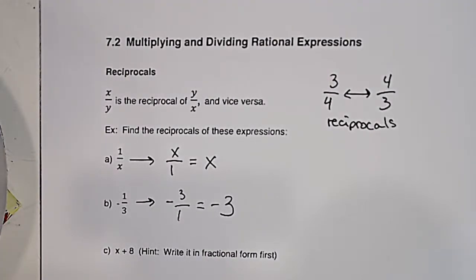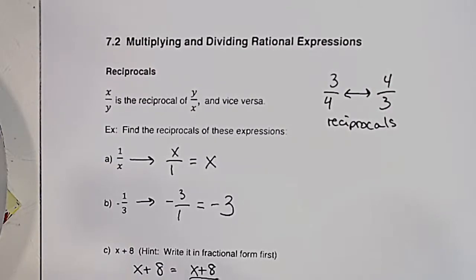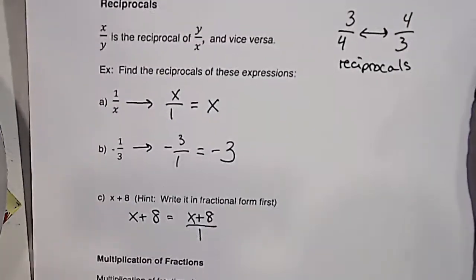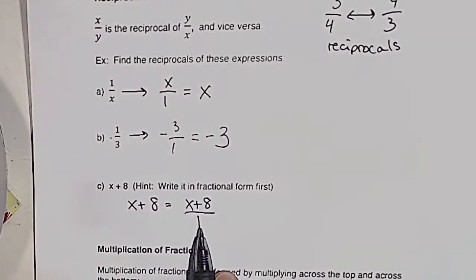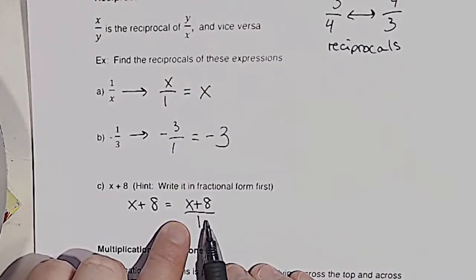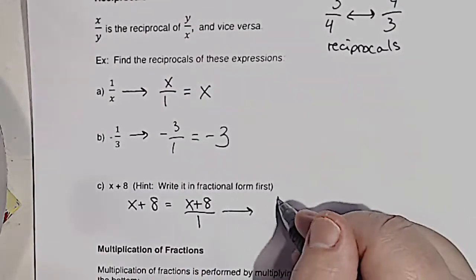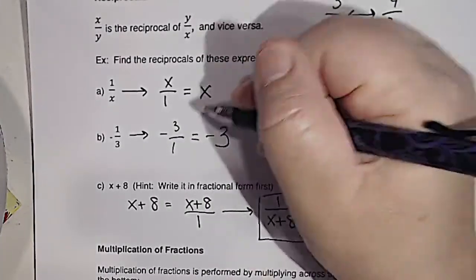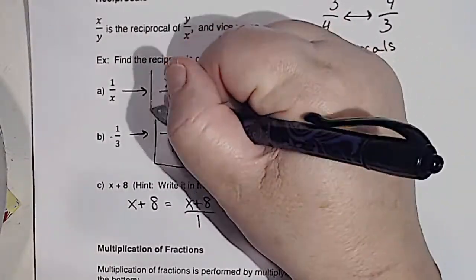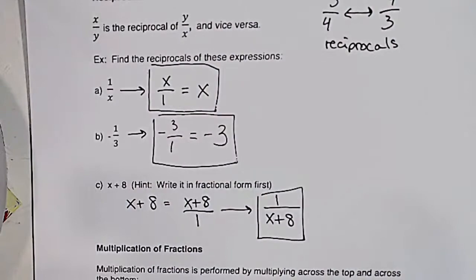So far, so good? Now, x plus 8. That's not even a fraction. So the hint is write it in fractional form first. So x plus 8 is really x plus 8 over 1. Sorry, you can't see that, so let me scooch up. X plus 8 equals x plus 8 over 1. And once you write it in fractional form, then you can see it's 1 over x plus 8. That's the reciprocal. I'm going to box these because boxes always seem more formal and fancy.